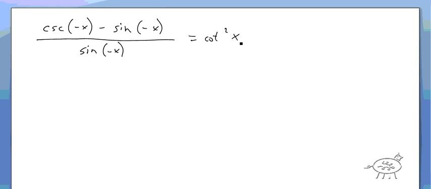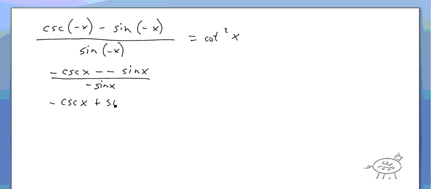Okay, definitely the left side is more difficult. Remember a lot of the negative angle identities. So cosecant goes with sine. As sine of negative x is negative sine of x, same thing with cosecant. So I can rewrite that as negative cosecant of x, and then that's minus, again, the sine of negative x is negative sine of x, so it's minus a negative. I'm going to show my work here. Over negative sine of x. So I can write that as negative cosecant of x plus sine of x over negative sine of x.